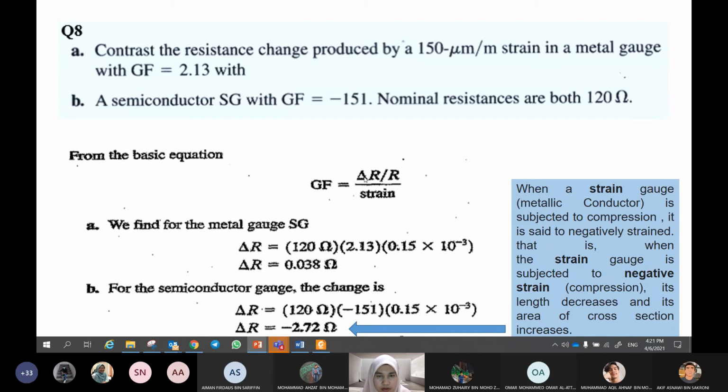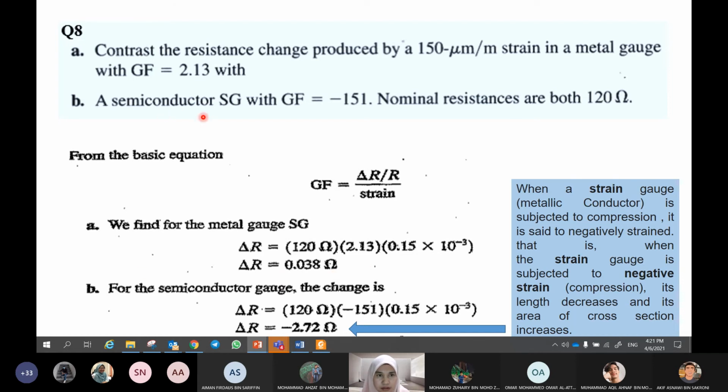GF is equal to 2.13, multiplied by strain. Strain is 150 micro, and then multiply by R. R is 120, and we get this answer. So after we apply stress on this strain gauge, the resistance is changed by 0.038 ohm.